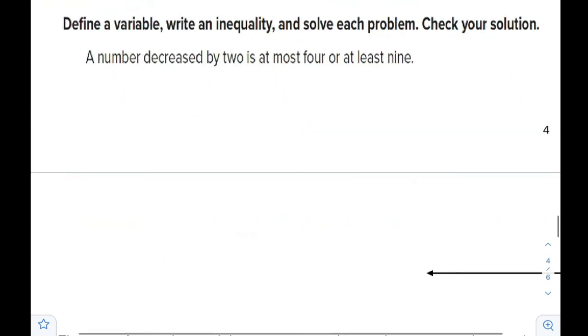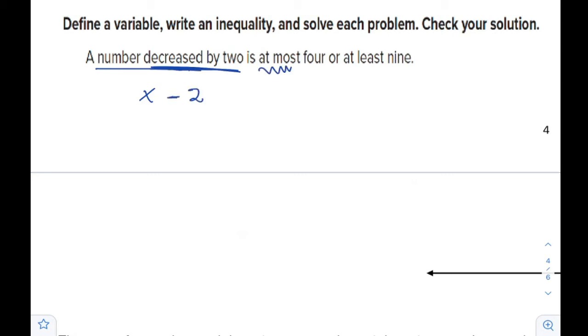Now, let's see here. We are translating the verbal sentence. We will translate and solve. A number, we will assume the number x, decreased by 2, so it's minus 2, is at most 4. At most means what? Means less than or equal to 4, or the same quantity, which is x minus 2, is at least 9, so it should be more than or equal to 9.